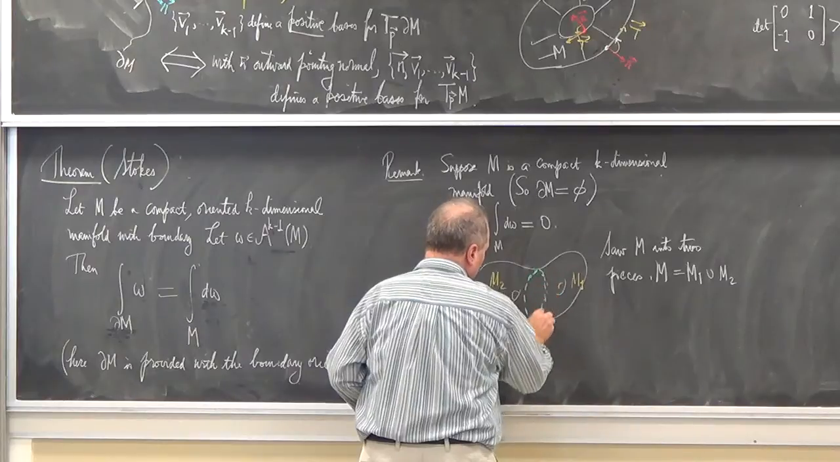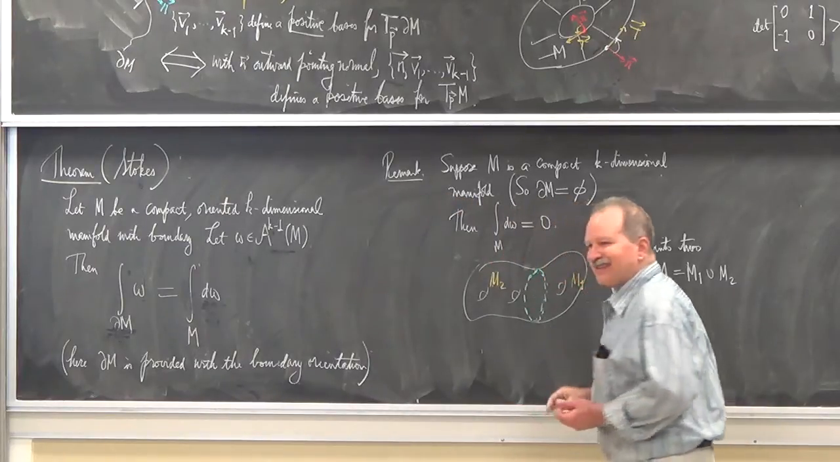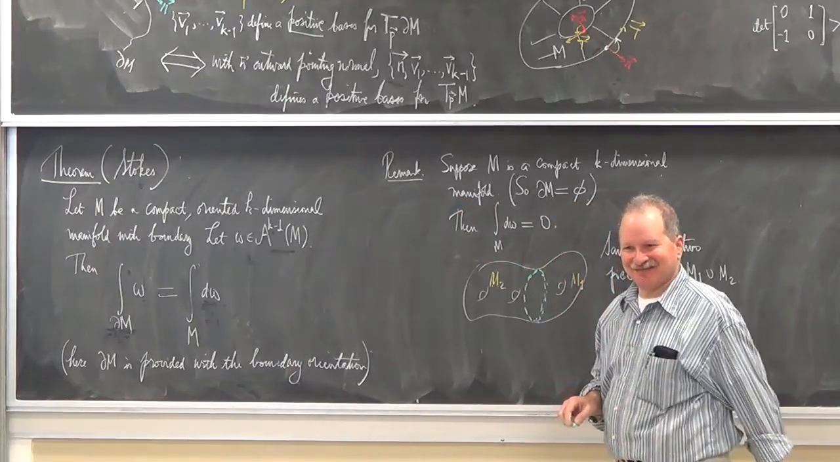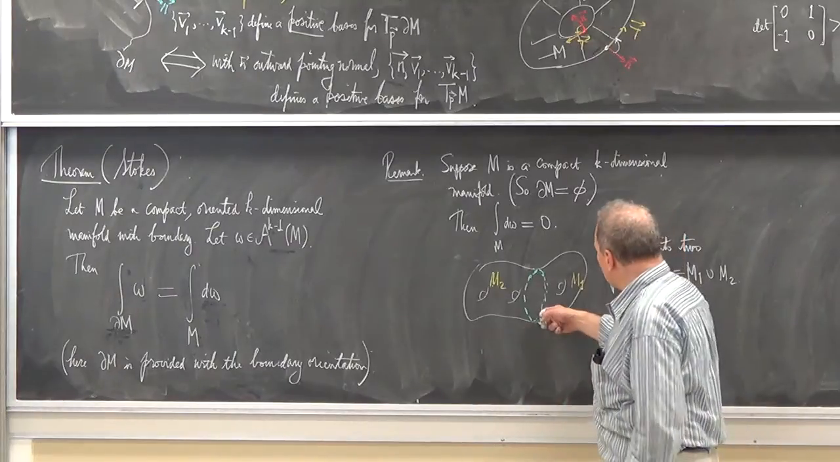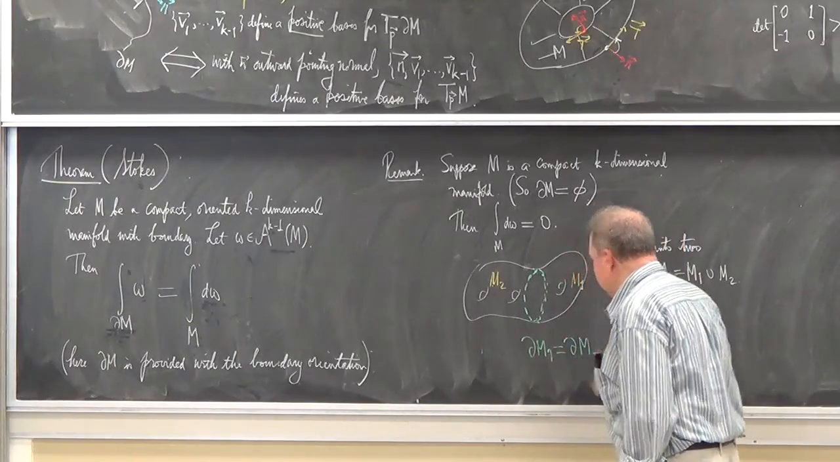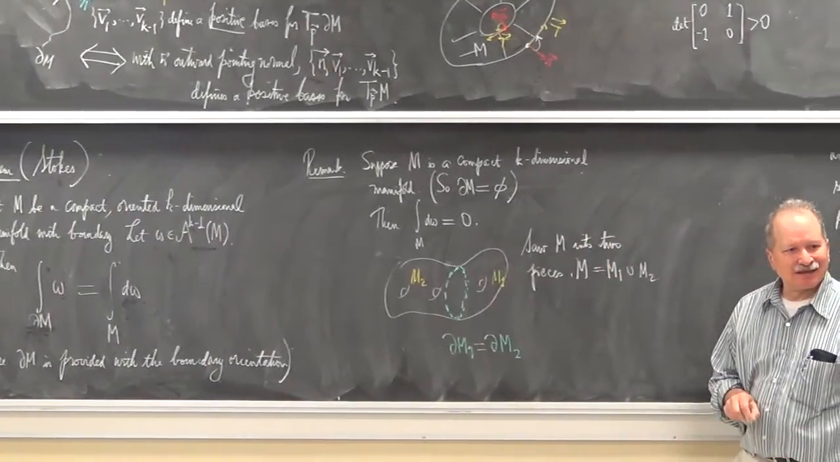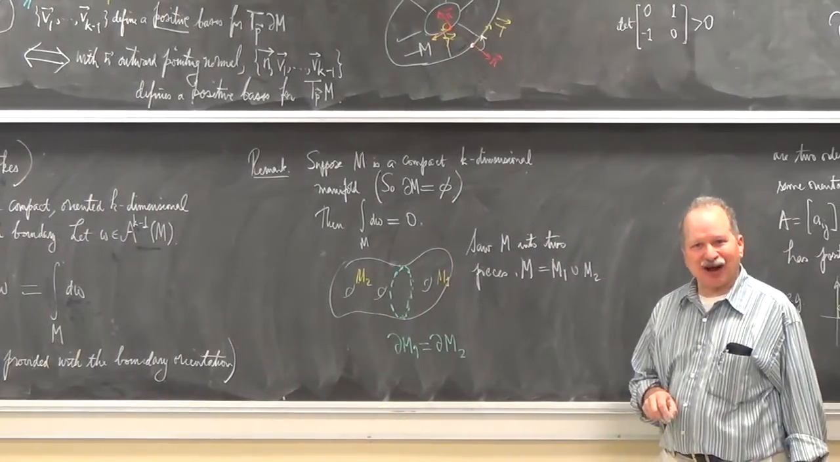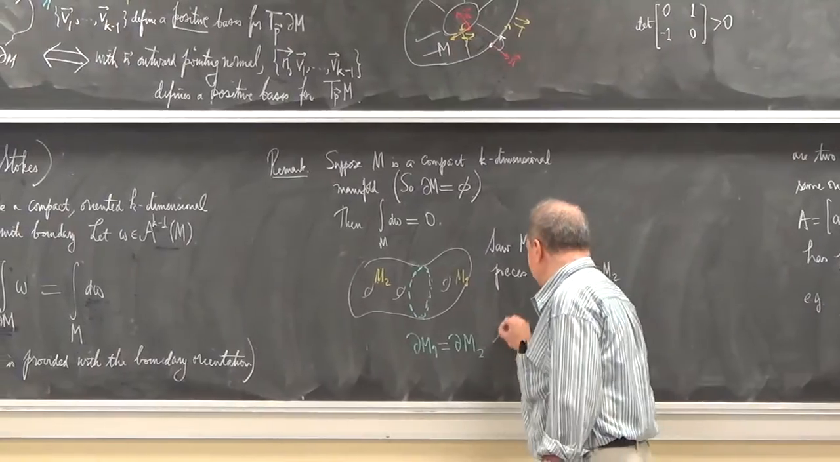But then induced boundaries go in the opposite direction. There you go, that gives you orientation. So the boundary of M1 and the boundary of M2 are the same set, but the orientations are opposite.